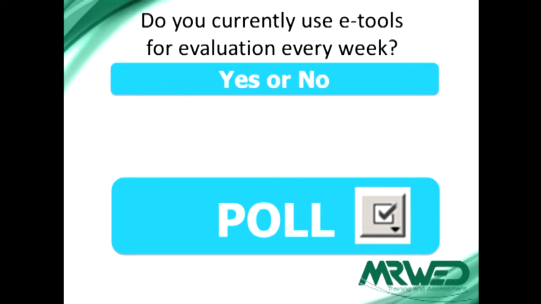Now, I'm sure you do conduct some sort of evaluation. It might be manual paper-based forms where you collect surveys from students. Certainly a lot of training organisations do that. But do you currently use e-tools as well? Are there some electronic tools you use to conduct your evaluations? Pop in a yes or no into the poll.